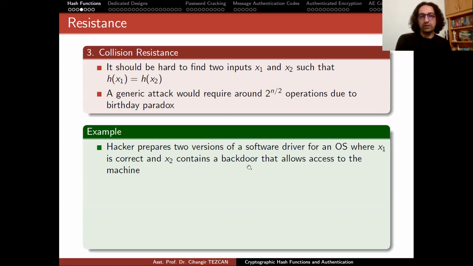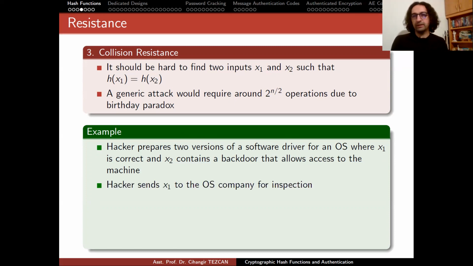Imagine the following situation. Assume that a hash function is not collision resistant. So you can always come up with x1 and x2 so that they have the same hash value. A hacker can prepare two versions of a software driver for an operating system, where x1 is the correct driver and x2 contains a backdoor that allows access to the machine. So one is good and the other one has a Trojan in it. And the thing is that the hash of both of the files are the same.